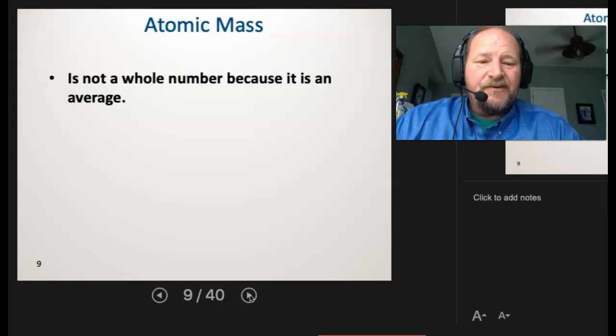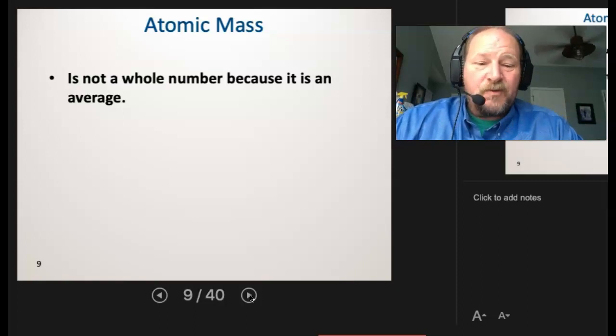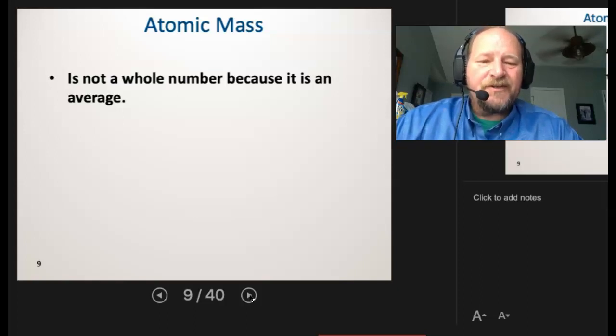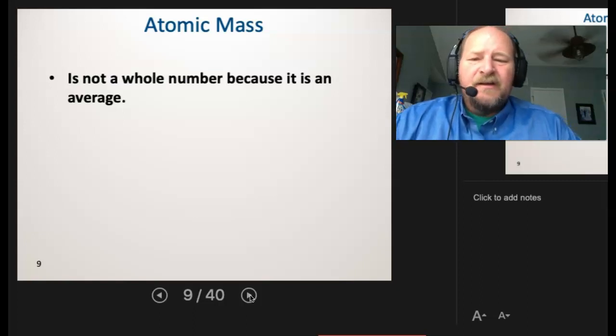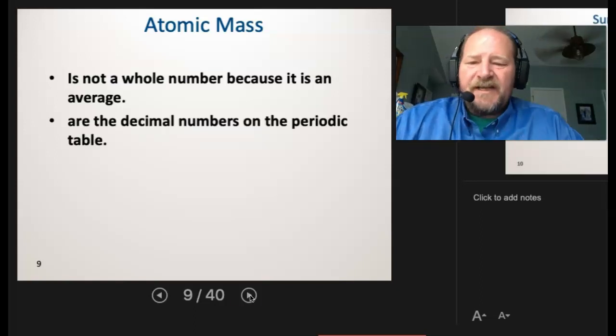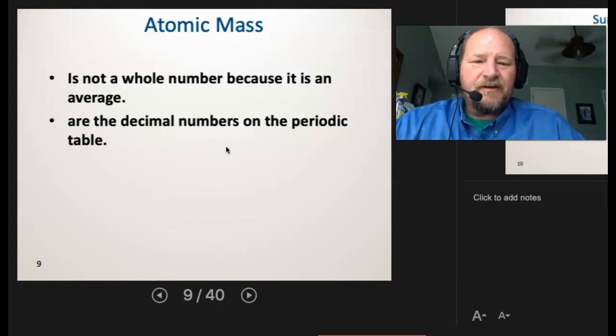Now, if I'm asking you to calculate it, much like that last slide, I'm going to expect to see your work. Okay, so if you just turn in a piece of paper or send me an email with the number 24.31 AMUs on it, I'm not going to give you any credit for that. I'm going to want to see the math. I want to see how you did the problem to make sure you're doing the percent abundancy as a decimal times the AMUs and then summing them up the correct way. Okay? Now, the decimal numbers on the periodic table are those average masses. Okay, that's where that's all coming from.